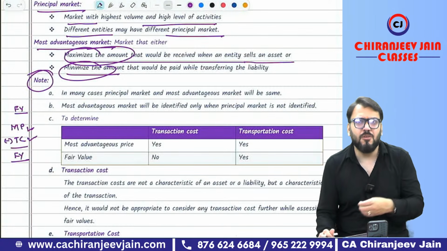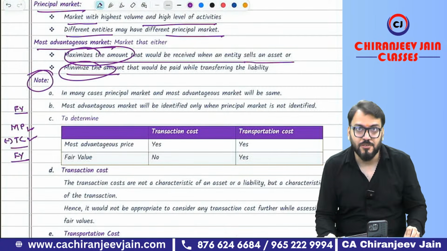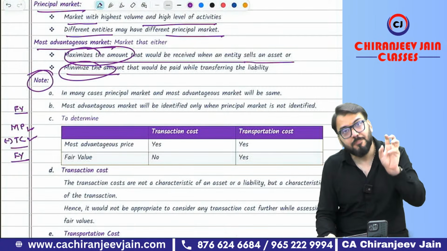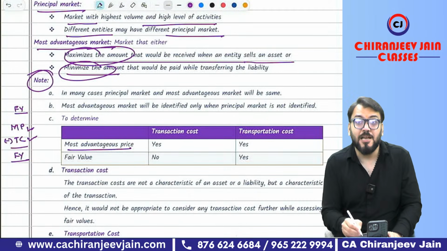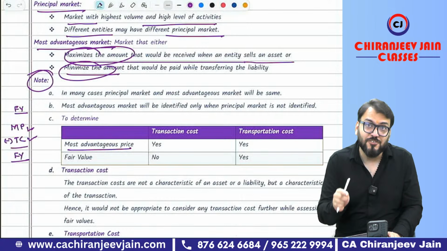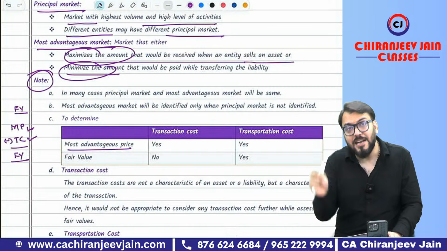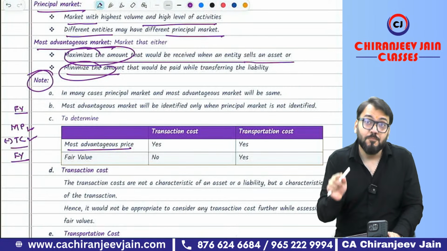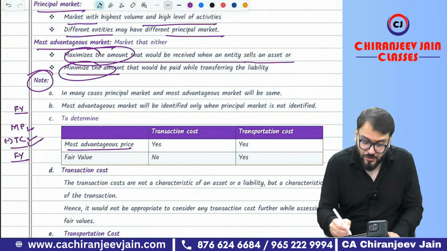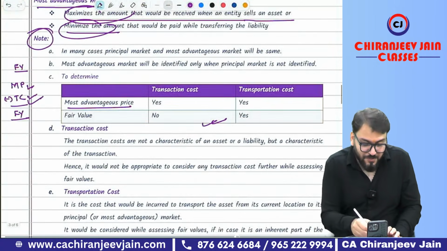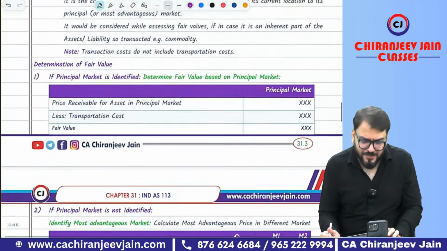As we have done, just try to understand: when I say fair value less cost to sell, the cost to sell becomes transaction cost. So fair value means what? Only market price minus transportation cost. But when you calculate the most advantageous price, you should deduct both transportation cost and transaction cost. So to identify the most advantageous market, we should deduct both. But to find out fair value, we should deduct only what? Transportation cost. Have you understood this point? This is very, very important. One question of this nature can be asked in the exam. It has already been asked in the exam.